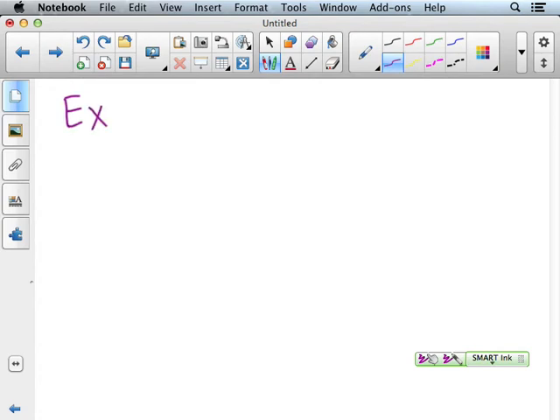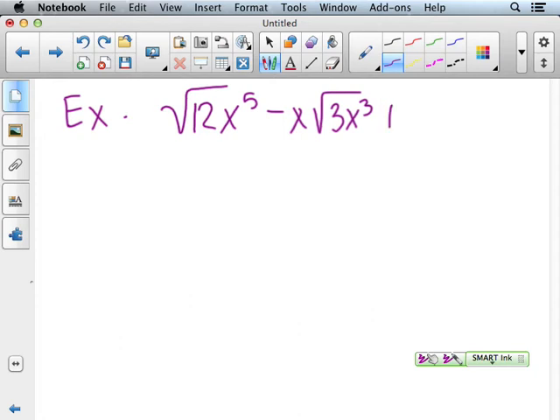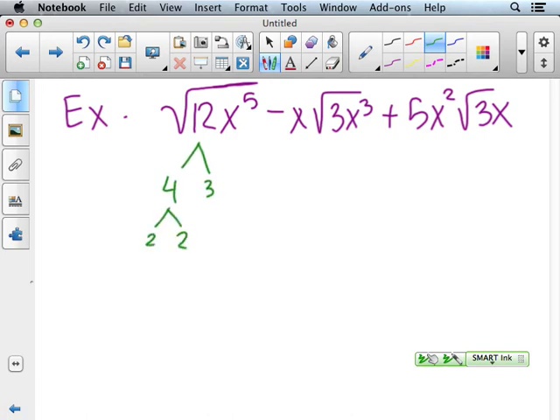Next one, we've got some variables now. So square root 12x to the 5th minus x square root 3x cubed plus 5x squared square root 3x. Can we add these together? No. They have different numbers under the radical. So let's factor tree. 12. 4 and 3, good. And then 2 and 2. And the x's, x times x times x times x times x, right? Since we're doing a square root, you want groups of 2. Good, we want groups of 2.